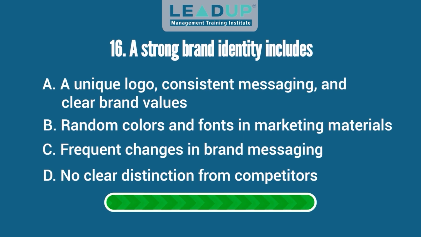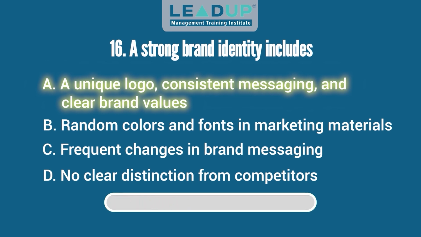Question 16. A strong brand identity includes A. A unique logo, consistent messaging, and clear brand values. B. Random colors and fonts in marketing materials. C. Frequent changes in brand messaging. And D. No clear distinction from competitors. Answer: a unique logo, consistent messaging, and clear brand values.